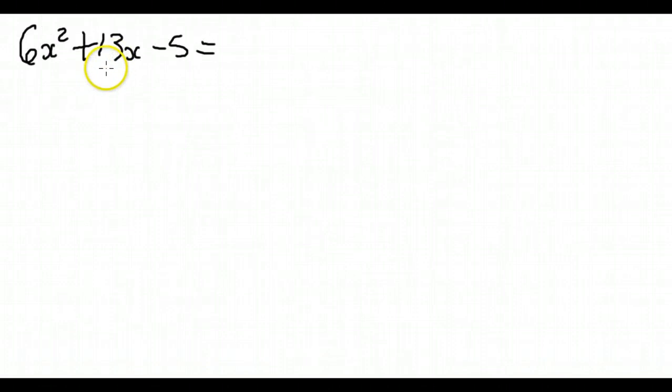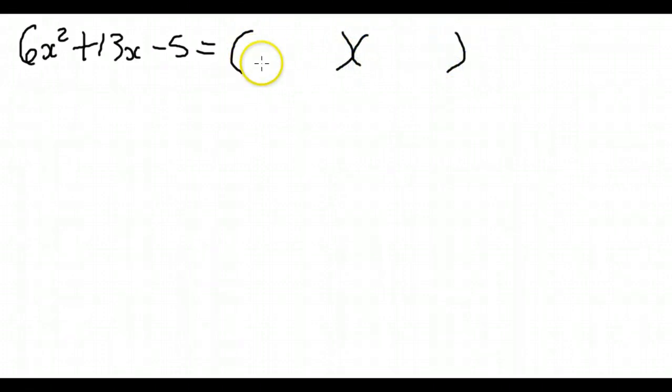6x squared plus 13x minus 5. The part that is difficult is, how do we get 6x squared? We're either leading with a 6x and then we have an x in the other bracket, or it's a 3x and a 2x. This one's easy because the only way to get 5 is 1 and 5. So let me put my brackets down. I don't know what goes in here, right? It's either 6x and 1x, or it's 3x and 2x.